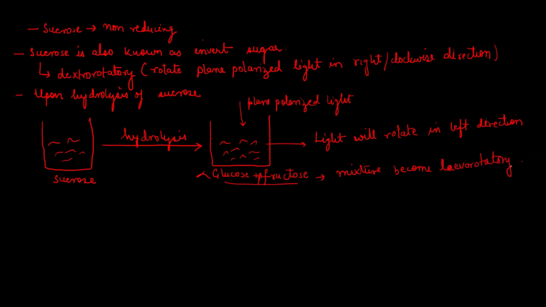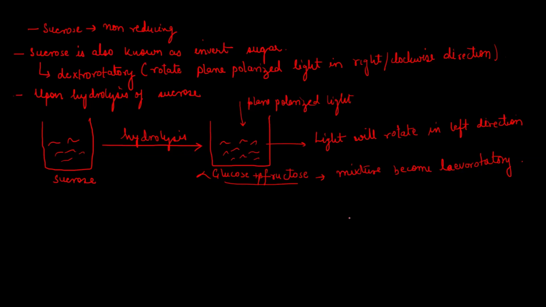So because the sucrose originally is dextrorotatory, but if we hydrolyze the sucrose, the mixture that will be produced will become levorotatory because it will rotate the light in the left direction. Because of this, it is known as invert sugar, because it changes the direction of the plane polarized light upon hydrolysis. And due to this, sucrose is known as invert sugar.